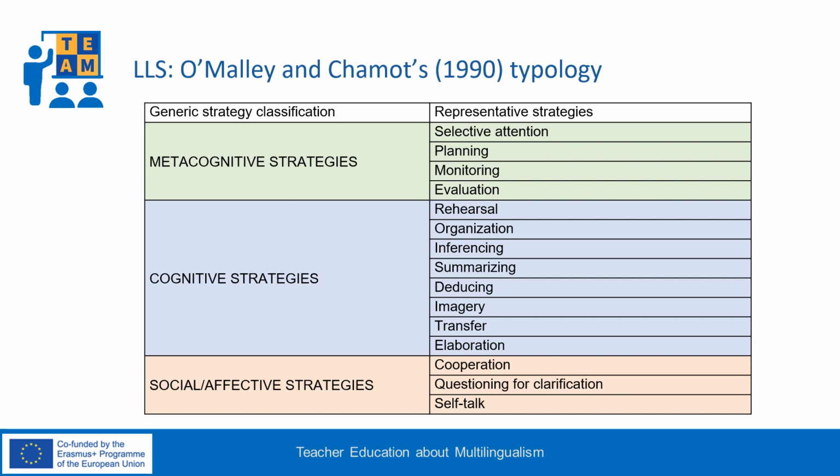O'Malley and Chamot's typology is similar. It is important to stress that metacognitive strategies are connected with planning, monitoring, and evaluating one's own learning. Cognitive strategies with the very process of learning. So this is what learners do while actually learning and performing tasks. Social strategies are related to cooperating with others, and affective ones with regulating the emotional side of learning.